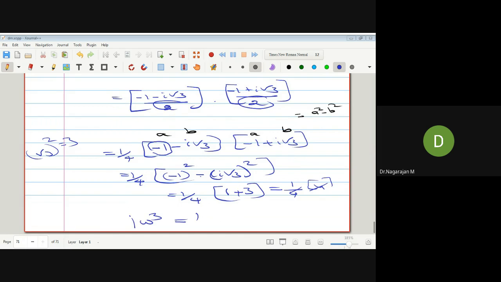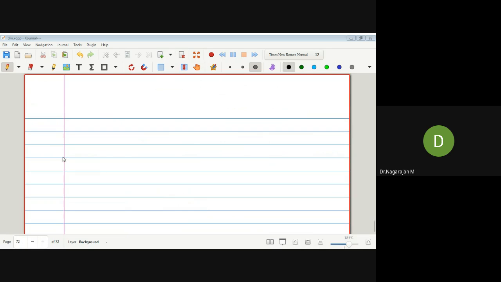Omega cube result is 1. Now, we want to prove whether G comma dot is an abelian group or not, where G is the cubic roots of 1. The cubic roots of 1 form an abelian group.